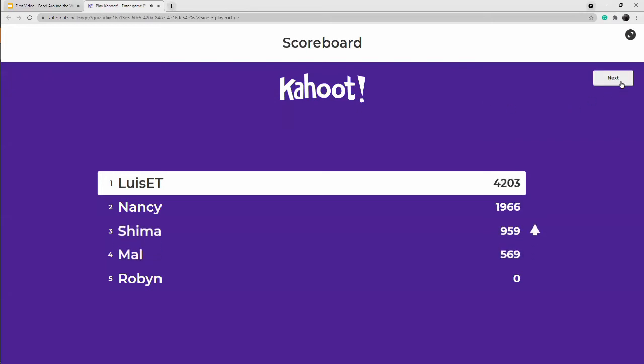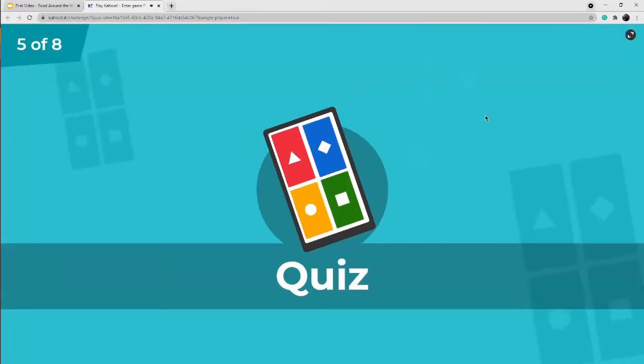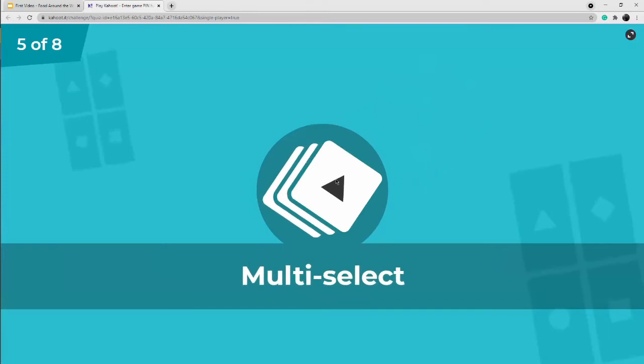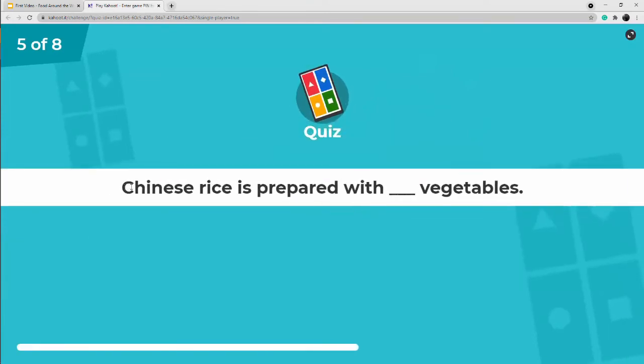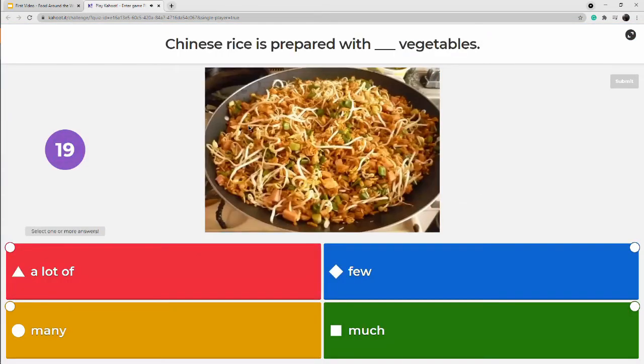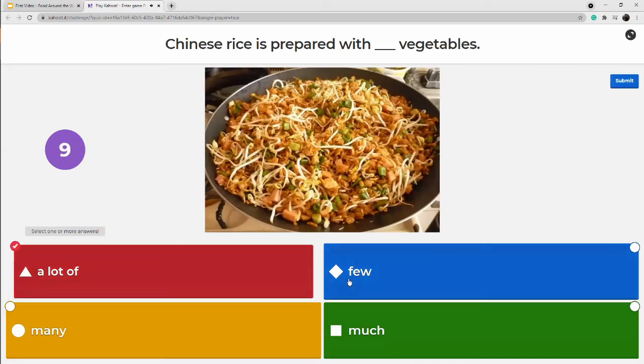Now let's see. Again, two options are right and two options are not right. Chinese rice is prepared with a lot of vegetables. Well, yes, it actually has a lot of vegetables, as we can see. With few? Not really. And many or much vegetables? Can I count them? Not really.